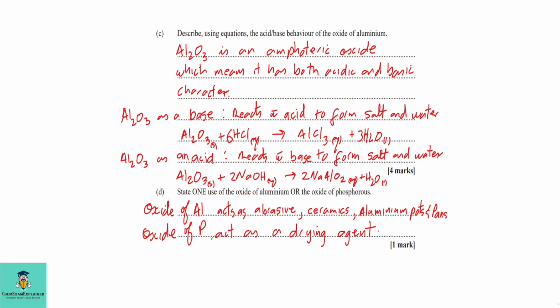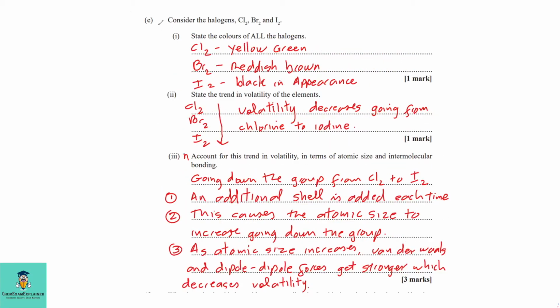The oxide of phosphorus acts as a drying agent. Part E. Consider the halogens chlorine, bromine, and iodine. Part 1. State the colors of all the halogens. So chlorine would be yellow-green, bromine would be reddish-brown, iodine would be black in appearance. So it is really a purple solid, but because of the compact nature, it is black in appearance.